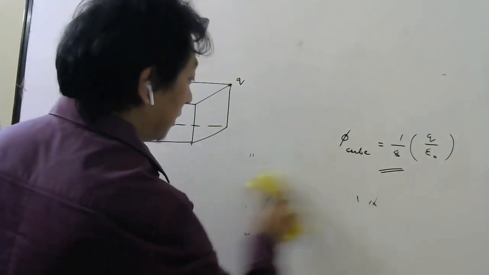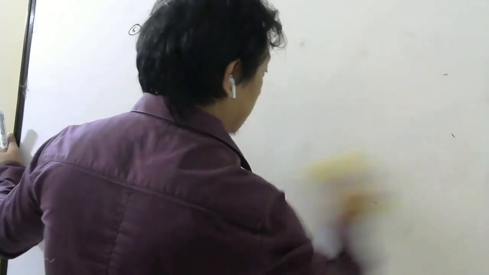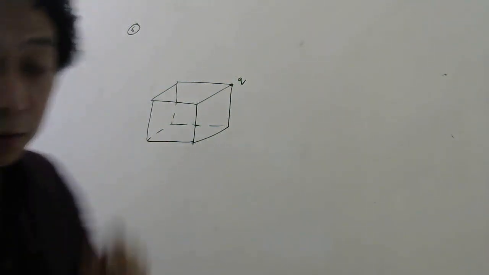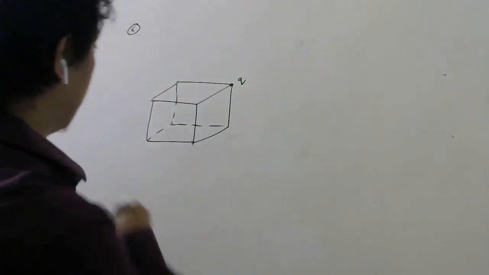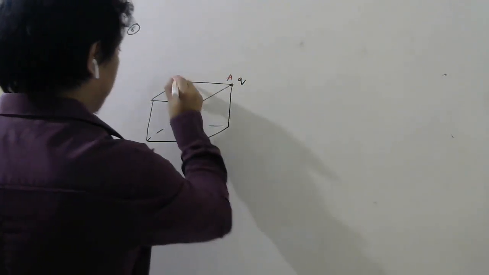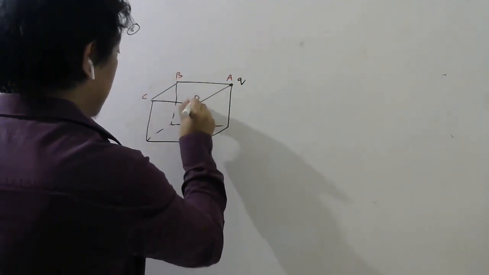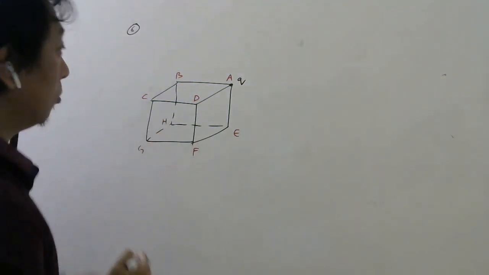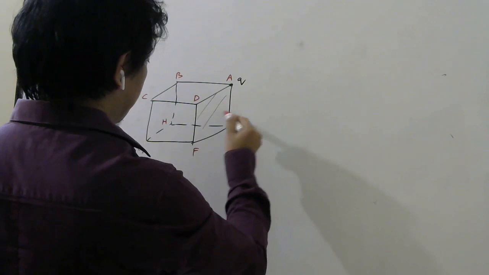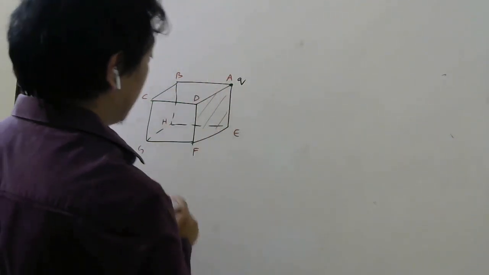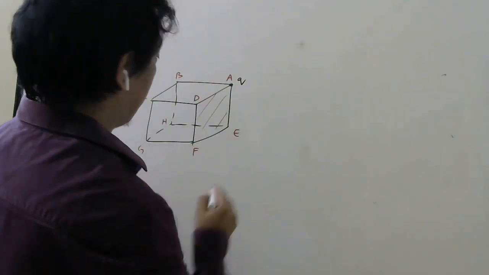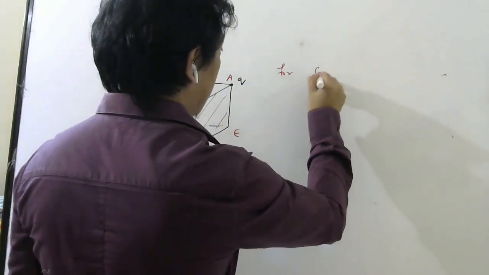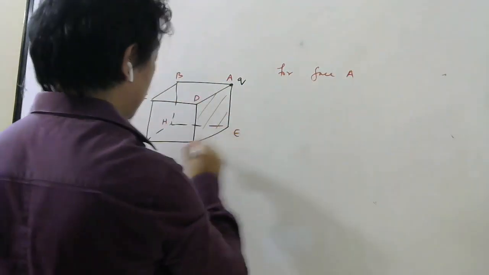So how will you find flux through one face for this question? Now you have to ask which face, very carefully. So let me name the vertices A, B, C, D, E, F, G, H. Now look carefully. This face, which is A, D, E, F.